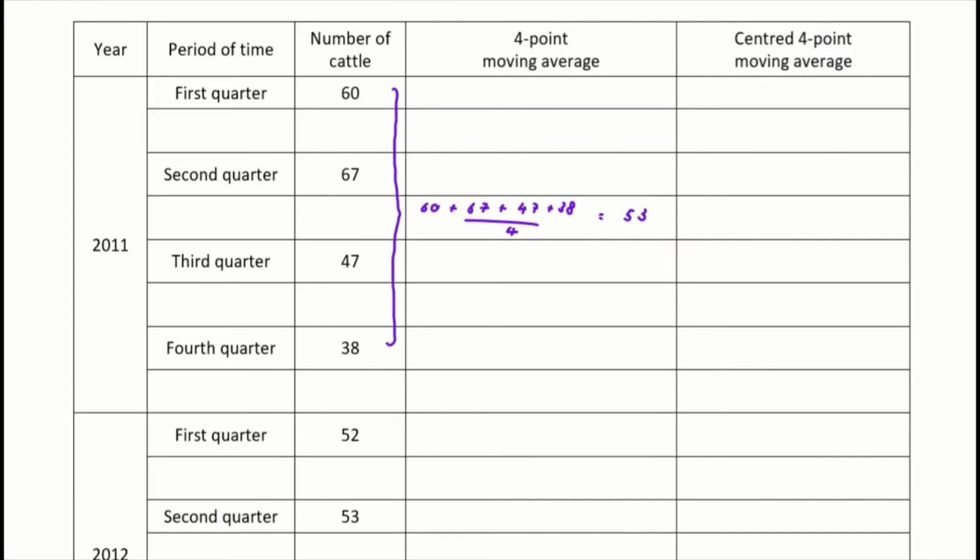So same thing, we move on to the next 4. Which means that now we'll be using 1, 2, and then 3, 4. The middle here will be in between the third quarter and the fourth quarter. So the 4 numbers that we are going to use are 67, 47, 38, and also 52. So divide by 4.